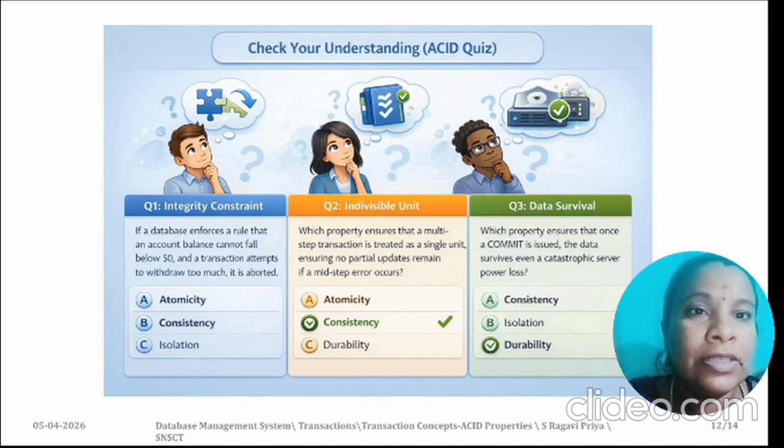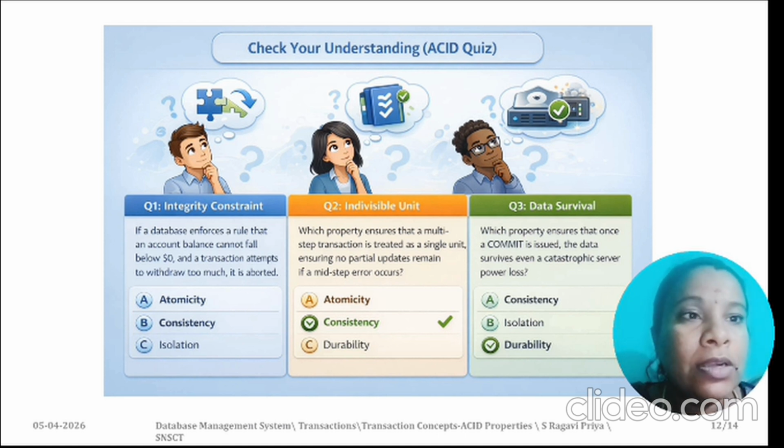ACID quiz. Question 1, integrity constraint: if a database enforces a rule that an account balance cannot fall below rupees 0, and a transaction attempts to withdraw too much, so it is aborted, which property is this? The right answer is isolation. Question 2, indivisible unit: which property ensures that a multi-step transaction is treated as a single unit, ensuring no partial updates remain if a mid-step error occurs? The right answer is consistency.